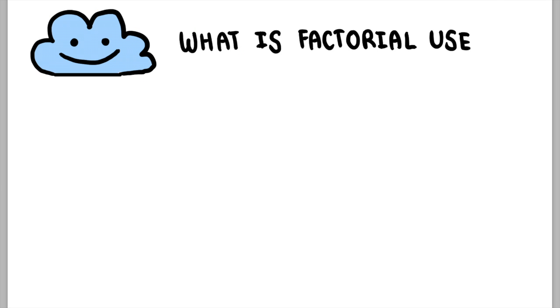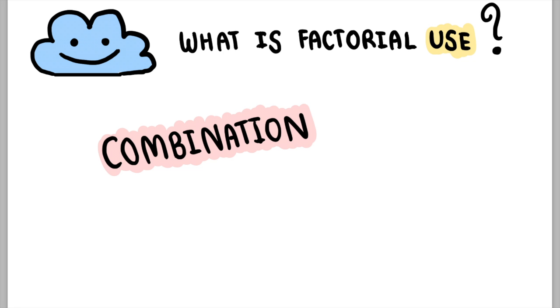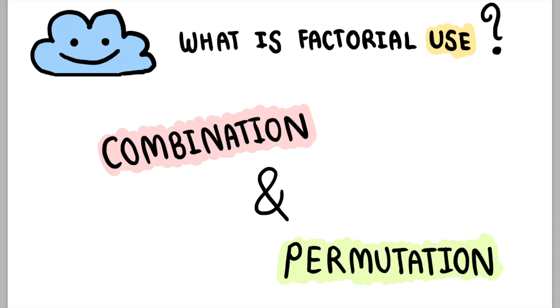What is factorial used for? Factorials are used in many areas of mathematics, but particularly in combination and permutation. What about 0 factorial? 0 factorial is generally agreed to equal 1.